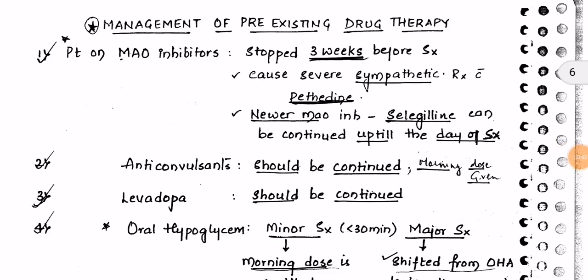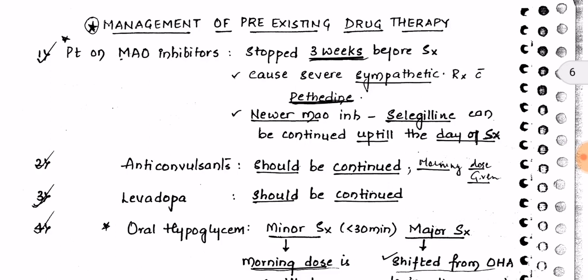Okay, now let's talk about the management of pre-existing drug therapies. We will cover all the drugs that have to be stopped before giving any anesthesia to the patient or before doing the surgery, right? So let's talk about if the patient is on MAO inhibitors, right?